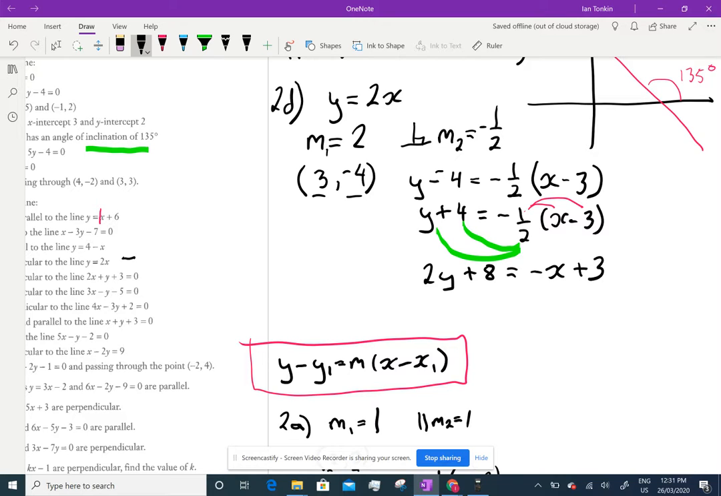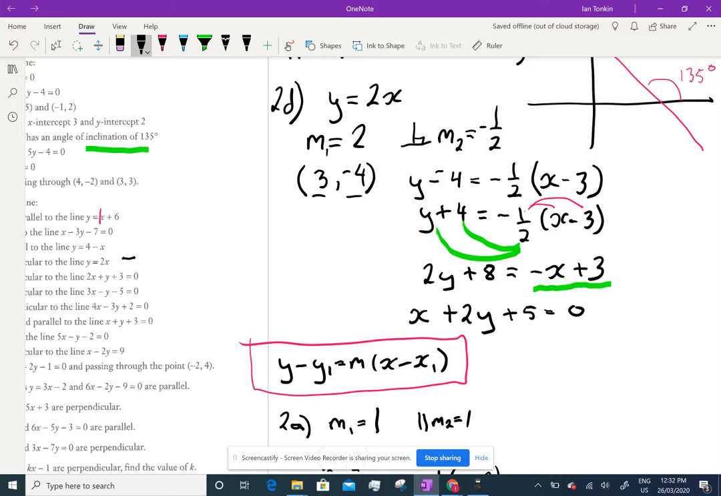And then I want to write it in general form. Now, when I write it in general form, the x must be positive. So I'm going to bring those two terms over to the left-hand side. So I'm going to get positive x. The 2y is already positive. Plus 2y. I'm going to minus 3. I've already got 8 there. So minus 3, give me plus 5. And that should be the general form. And I'm just checking my answers. 2d, x plus 2y plus 5.